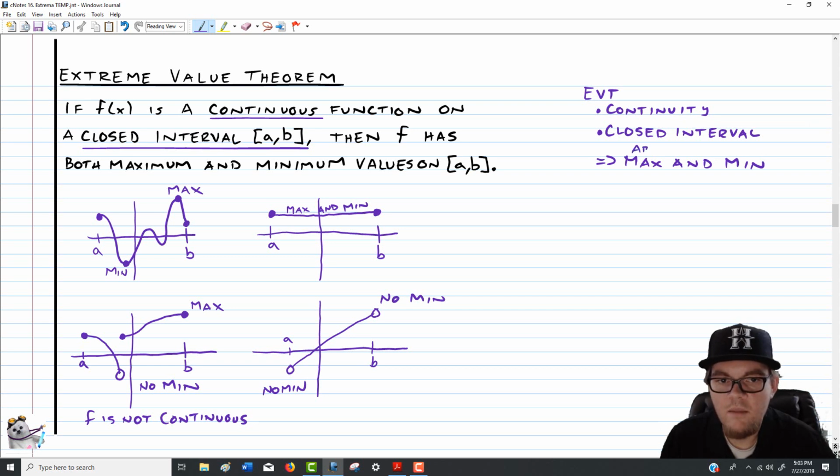Sometimes when you don't see anything mentioned, the implication is that you're talking about global or absolute max or mins. And that's the truth here. There may not be a relative maximum or minimum because that's a little bit more restrictive, but there will absolutely be an absolute maximum and absolute minimum.